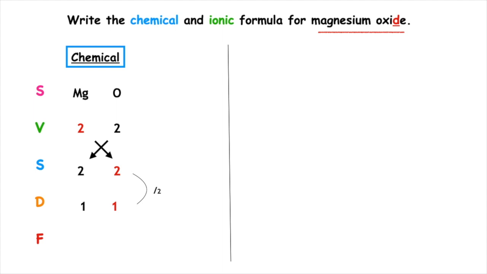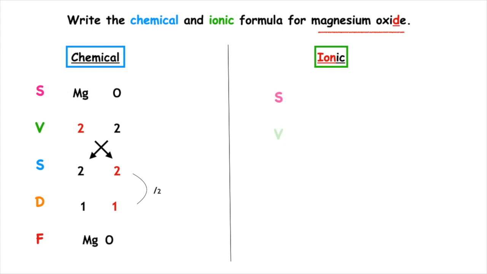For the formula, we write down the chemical symbol, Mg. How many have we got? 1. We don't write ones after the chemical symbol. Oxygen, chemical symbol O. How many have we got? We've got 1, we don't write the number after the chemical symbol. So the chemical formula for magnesium oxide is MgO.